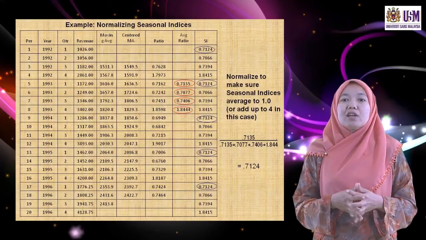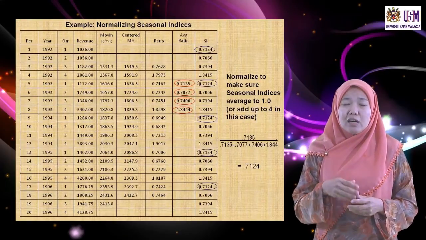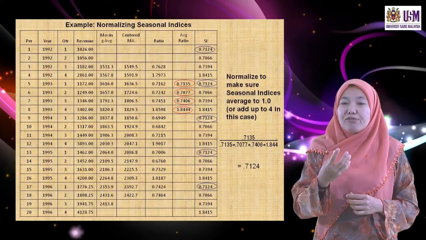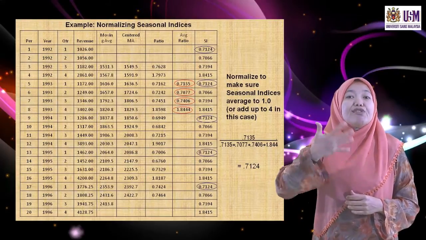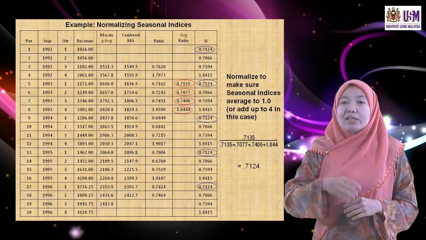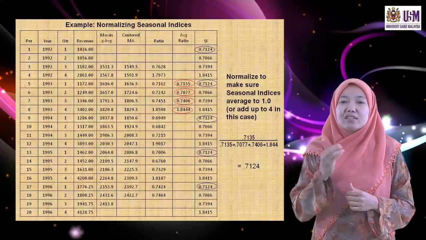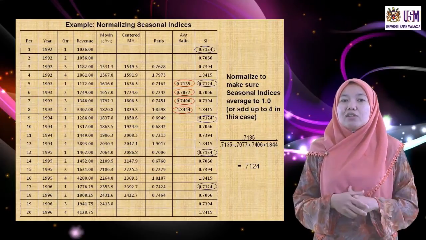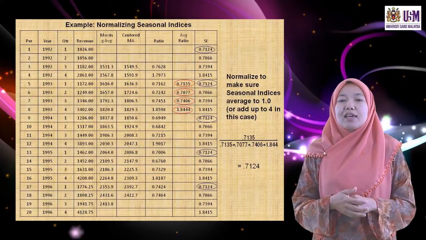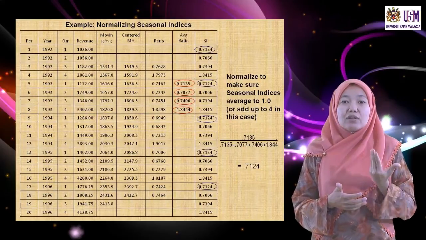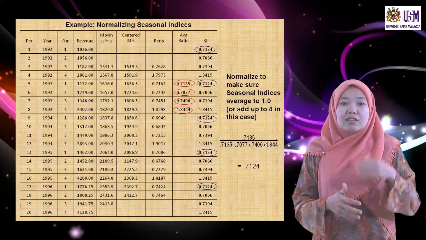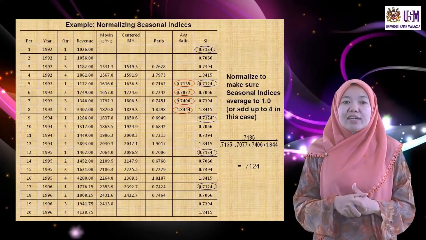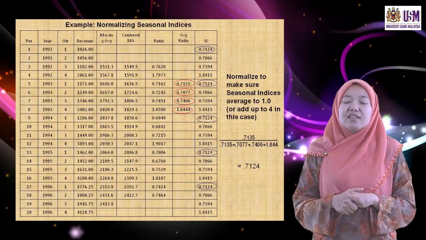If you look at the final column on the right-hand side, the seasonal indices, SI, after normalized, the value that you calculate is repeated, the same four quarters are repeated over the years. So you see 0.7124, the seasonal index for quarter one in 1992, is similar to the seasonal index for 1993, still 0.7124. Similar to quarter one in 1994, and similar to quarter one in 1995 and 1996.